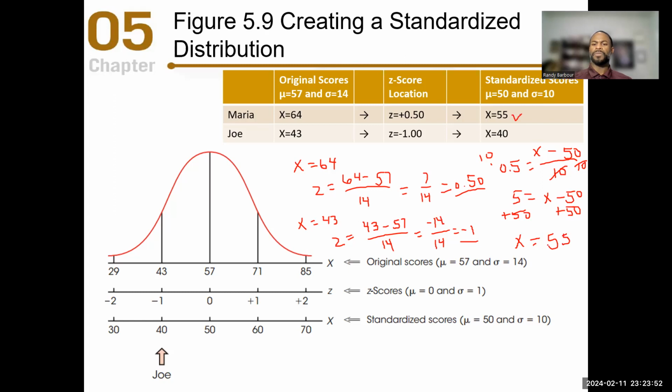Checks out. Again, I changed this original score, which was 64, and transformed it into a standardized distribution with a mean of 50 and a standard deviation of 10. I want to do the same thing for Joe. I'm going to do Joe's down here. I know he has a z-score of -1. I know everything that I need. That's the x value here, and I know the mean is 50, over 10.